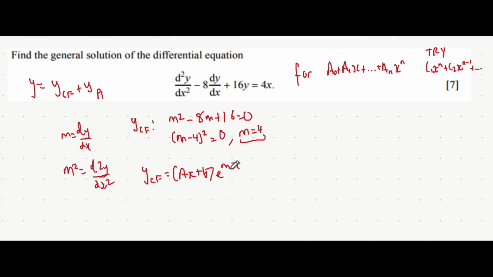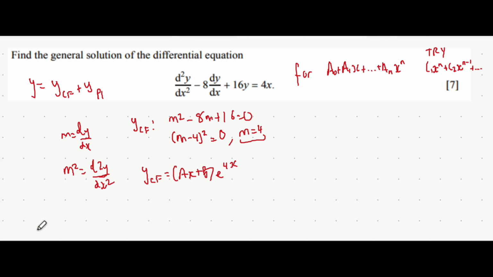In this case, we already know the value of m, the repeated factor, is 4, so we can just replace it with e to the power of 4x. By the way, a and b are just constants that we're unable to find right now. If it gave us values of x and y and dy dx, then we can substitute those later on to find a and b, but this question doesn't really give that.